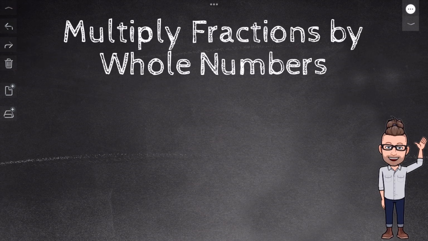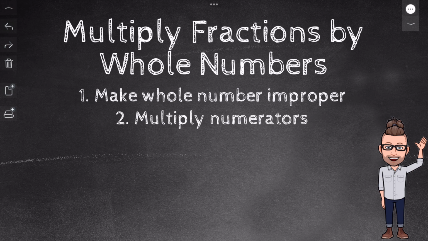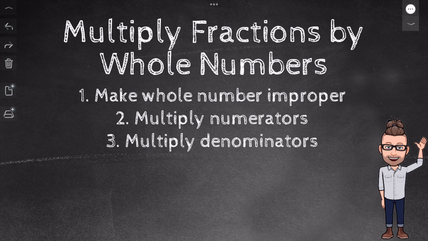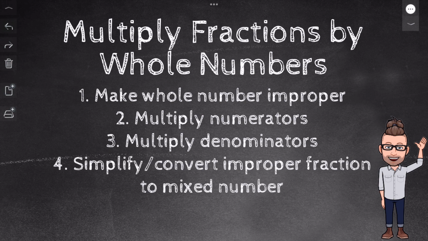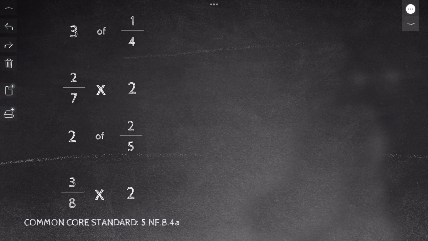Before we start, let's review our steps on how to solve multiplying fractions by whole numbers. First, we're going to turn our whole number into an improper fraction by putting a 1 in the denominator. Then, we'll multiply our numerators, and then we'll multiply across our denominators, and finally, we'll convert our improper fraction if needed. Alright, now let's put those steps into action with our first problem of 3 of 1/4.